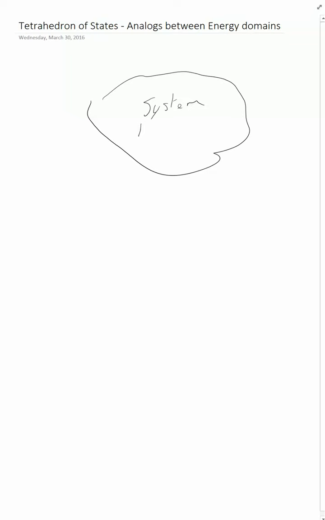And that energy could be kinetic energy or some form of potential energy. Sometimes people think about kinetic energy as thermal energy, but at this time we're just going to worry about kinetic and potential.